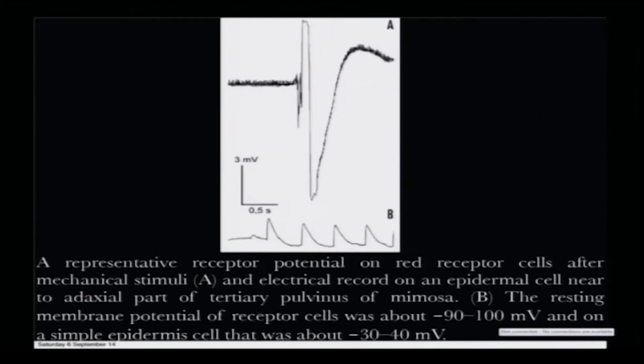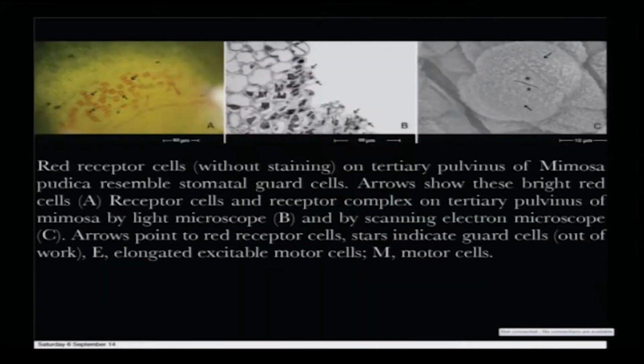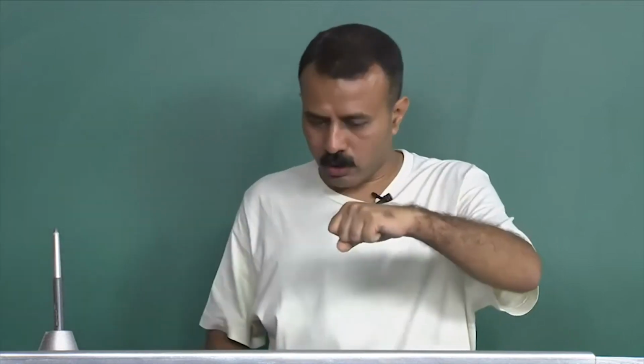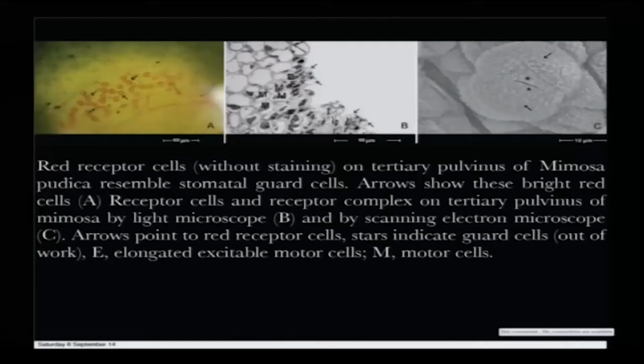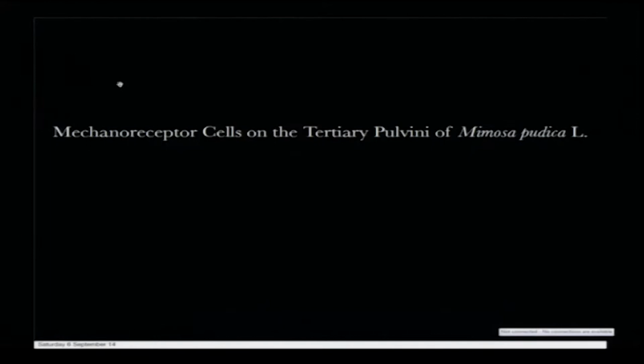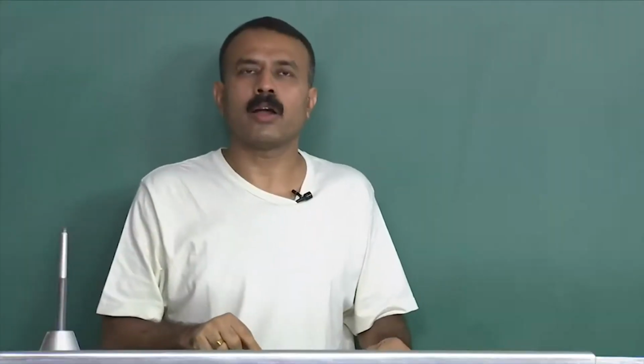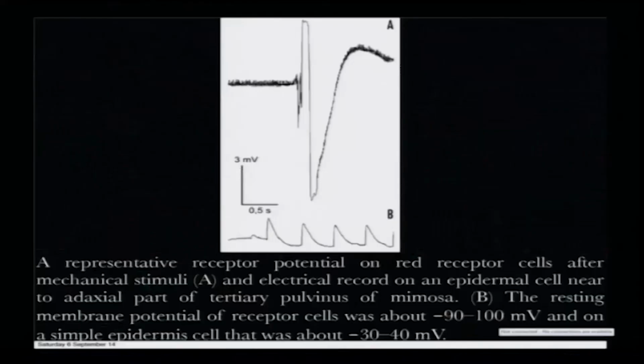So essentially what happens is that if you really could do a recording from these red receptor cells, what has been shown here, you will see there is a sharp spike upon mechanical stimulation. The way you are doing it, you have your electrode placed on those red cells, and you are touching the plant. On touching, this is what you see.